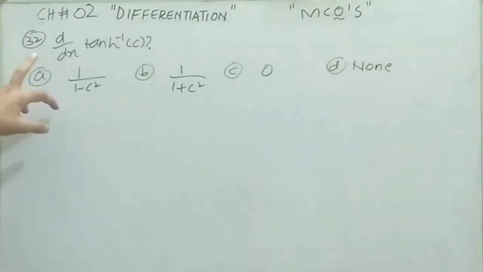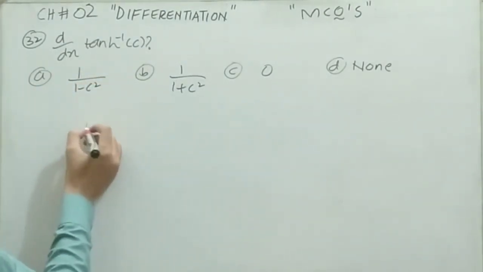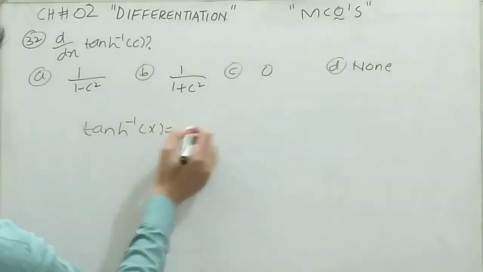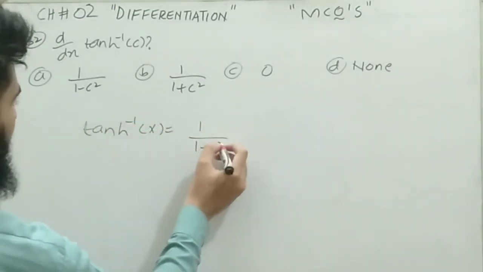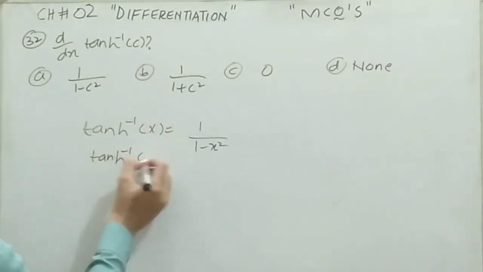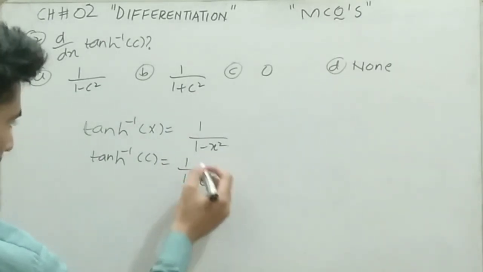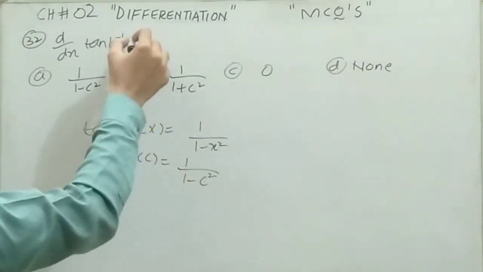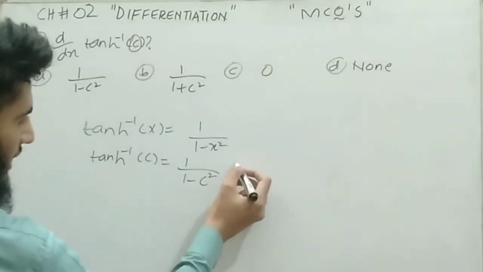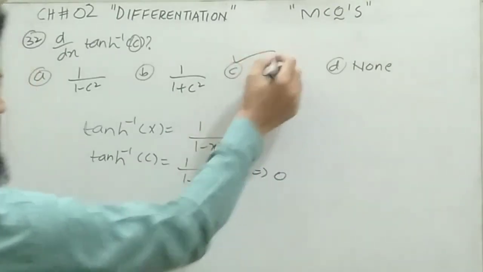Move toward MCQ number 32. D by dx of tangent hyperbolic inverse of a constant c. Remember that the derivative of tangent hyperbolic inverse x is always equal to 1 over 1 minus x square, but the function over here is c. So tangent hyperbolic inverse of c will be equal to 1 over 1 minus, replace x with c, so it becomes 1 over 1 minus c square. But over here, remember, it is a constant c. So the derivative of a constant c, this is the inner function, is 0. And 0 multiplied by something gives us a result 0. So the correct option is option C.